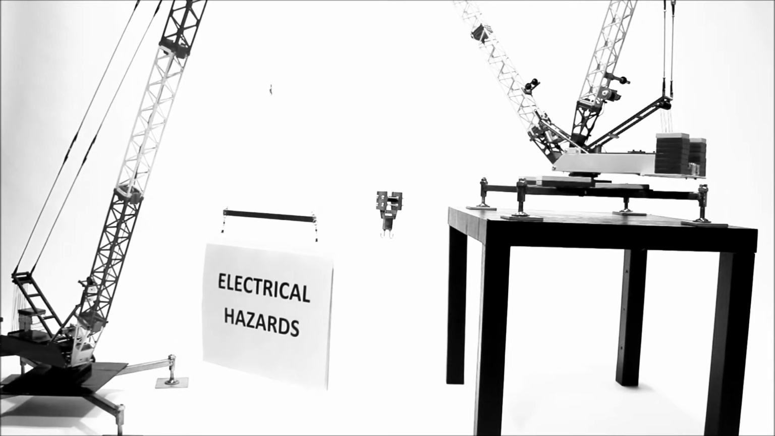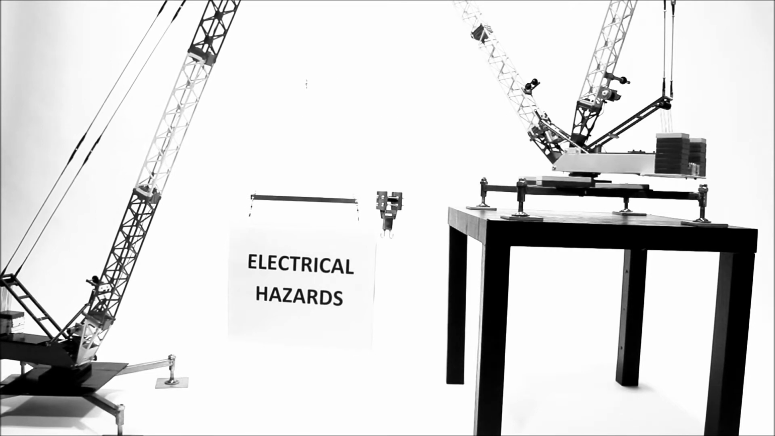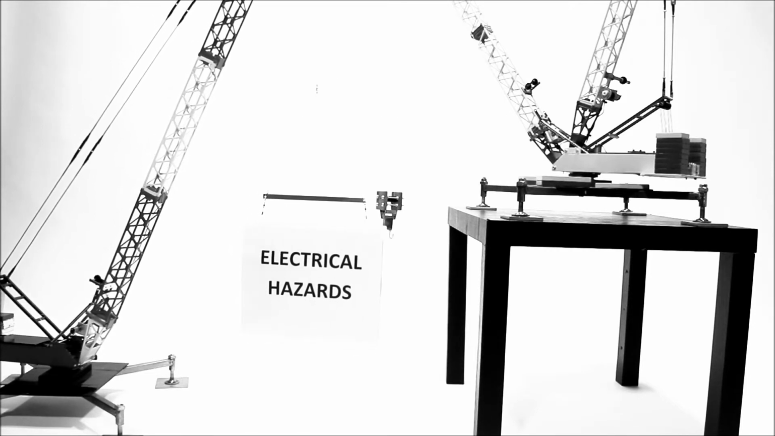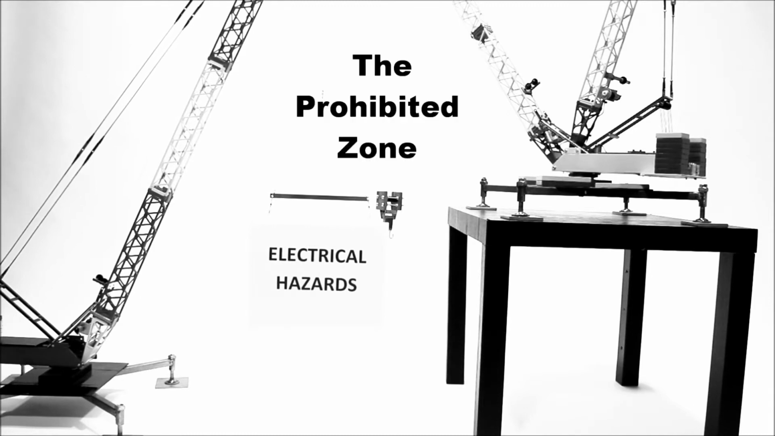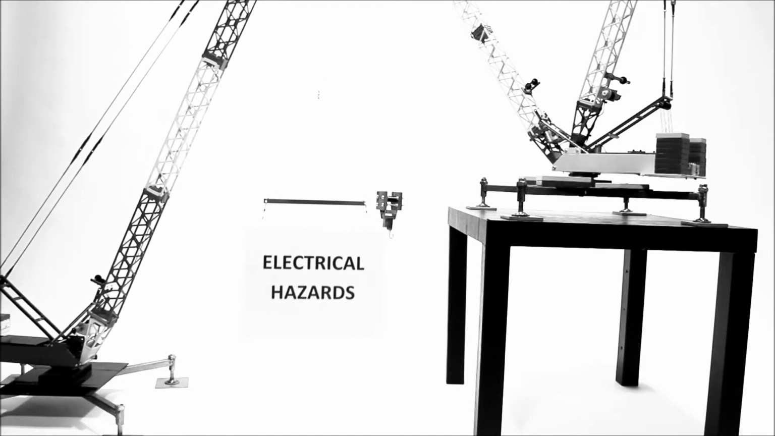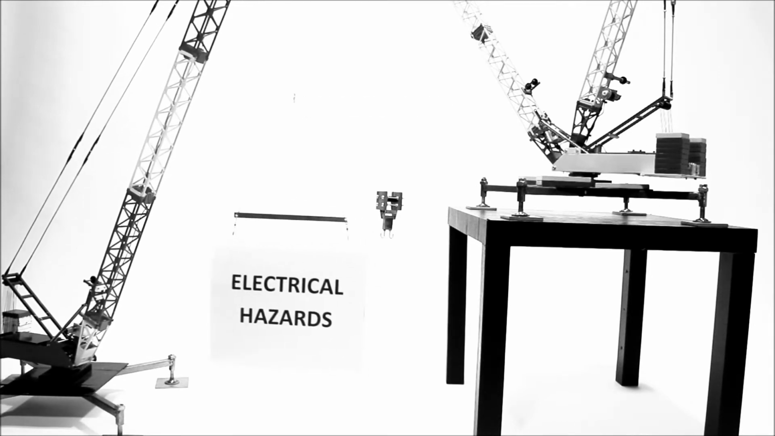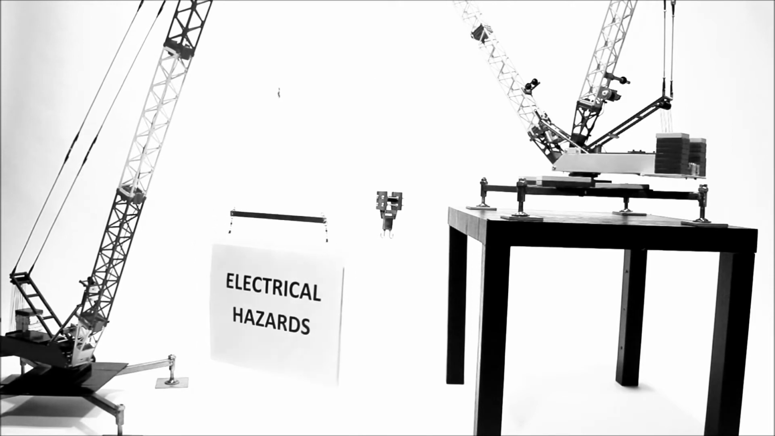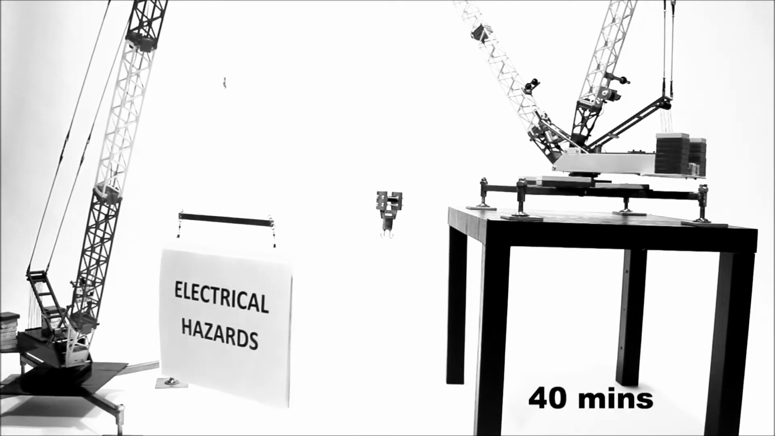Electrical hazards, Lesson Number 4. Understand the risks of operating near power lines. Learn proper procedures when operating near energized and de-energized power lines, how to establish the prohibited zone, and the established clearances set forth by OSHA, ANSI, and ASME. What to do in the event of contact with power lines, and understand the use of contact alarms and proximity warning devices. Estimated time for completion is 40 minutes.